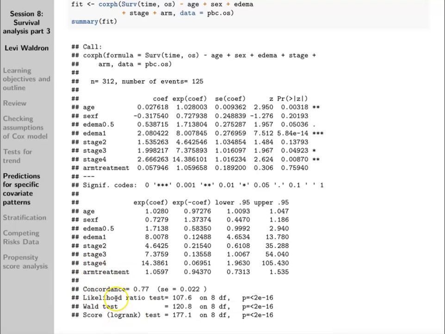And overall tests just telling us down here that yes, the addition of all of these variables certainly does help us to predict survival relative to a null model where everyone has the same probability of survival. The one thing that is not significant in all of this is treatment.